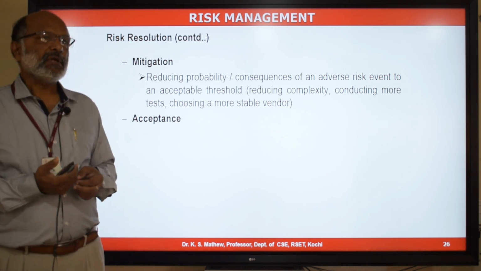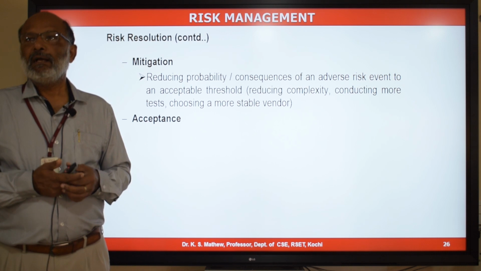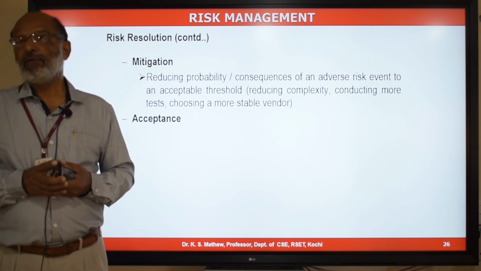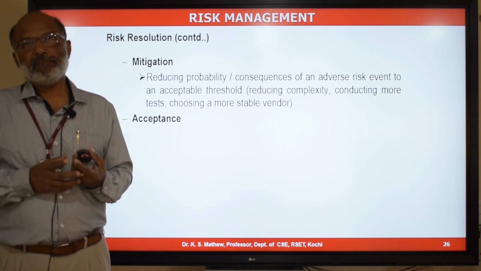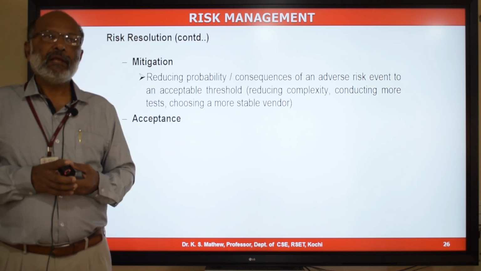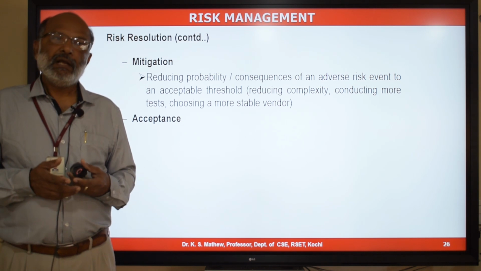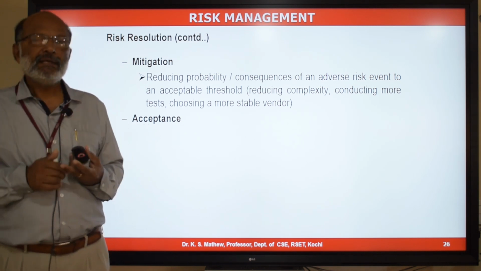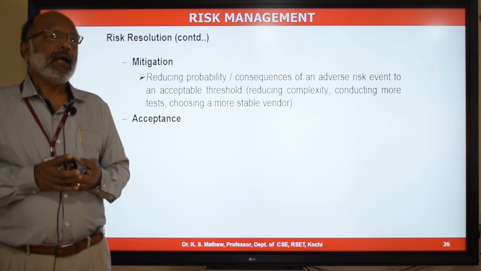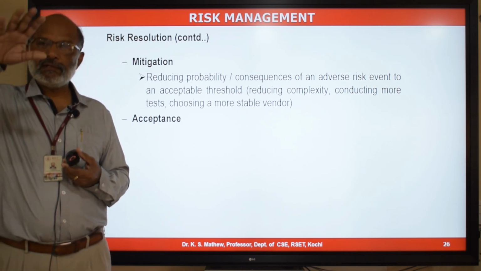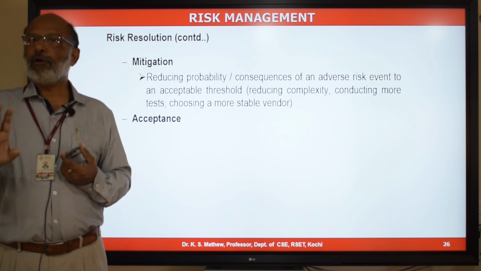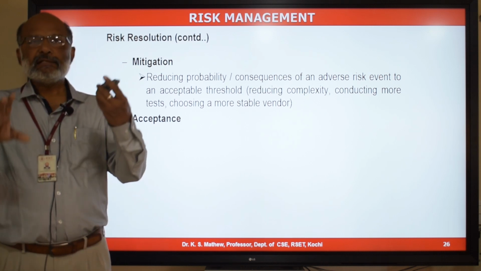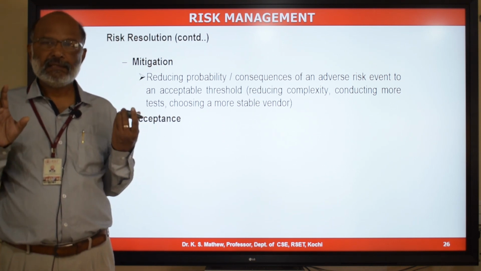Acceptance. Some of the risks you will not have any control over, for example, external risk, force majeure, natural calamity. You cannot plan any actions at all. And in some cases, planning action or taking action will cost more than the impact. So you will not plan anything. And also there are some risks which are low priority risk. You will not plan any action in advance. You will keep it as a watch list and accept the consequence as it is, right?